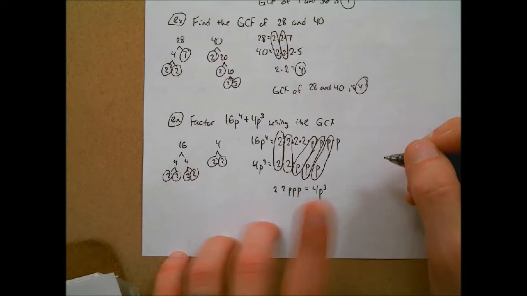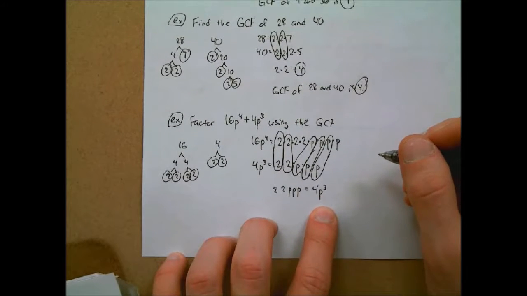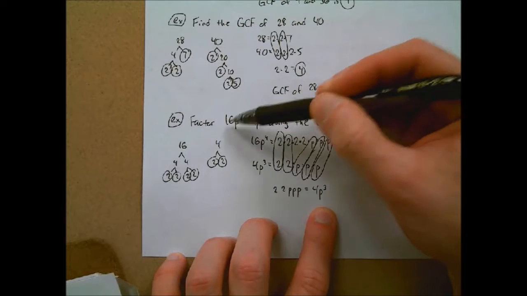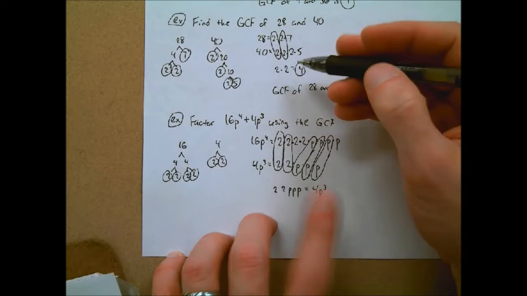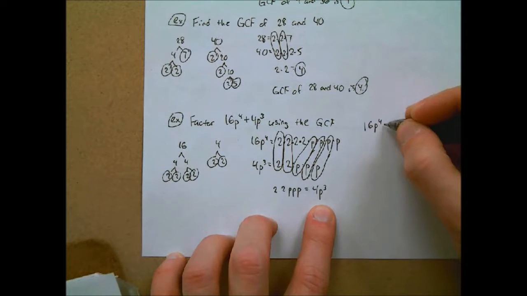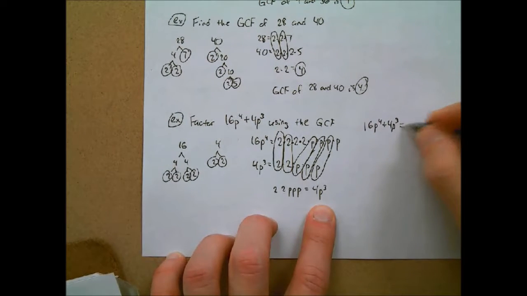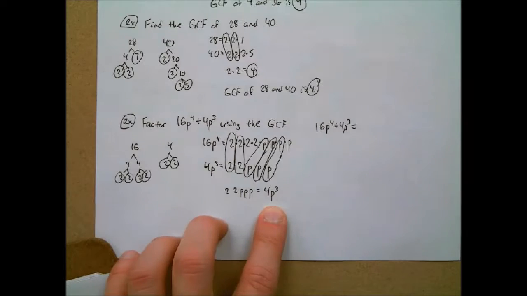So the GCF is 4p cubed. The biggest thing that divides both of these evenly is 4p cubed. Okay, so what does that mean? If I take 16p to the fourth plus 4p cubed, I can say this is equal to, oops, I'm off the screen. My bad. Sorry, there we go.